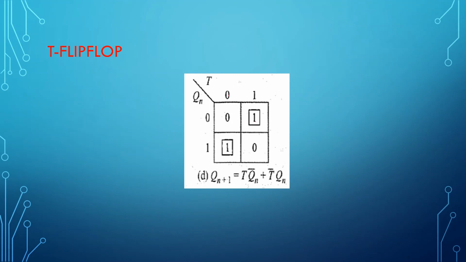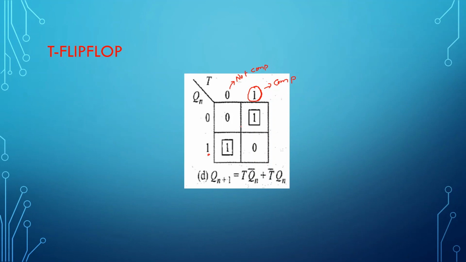Similarly, if it is 0 here and the present state is 1, the same state will be exhibited. Suppose it is 1 here and the present state is 1, it has to complement. Complement means it has to become 0. So whenever the data input you are going to give is 1, it will complement. If the data input is 0, it will not complement. It will exhibit the same state.